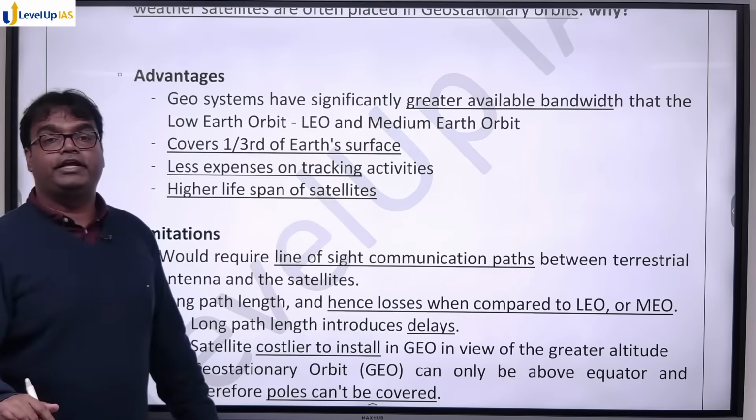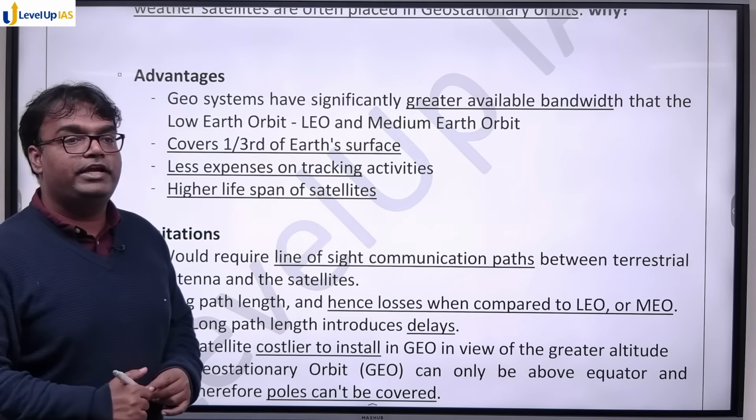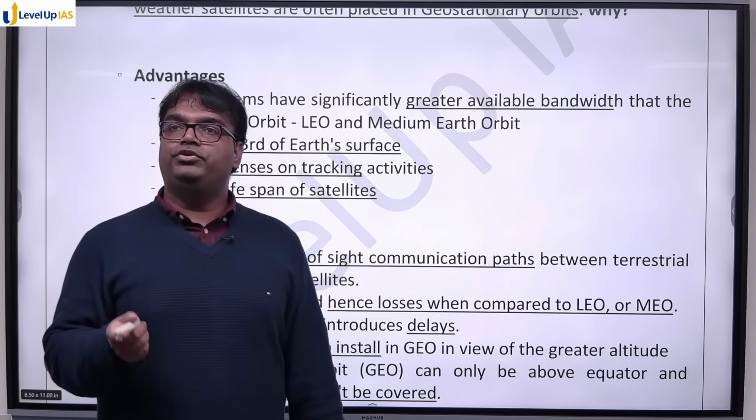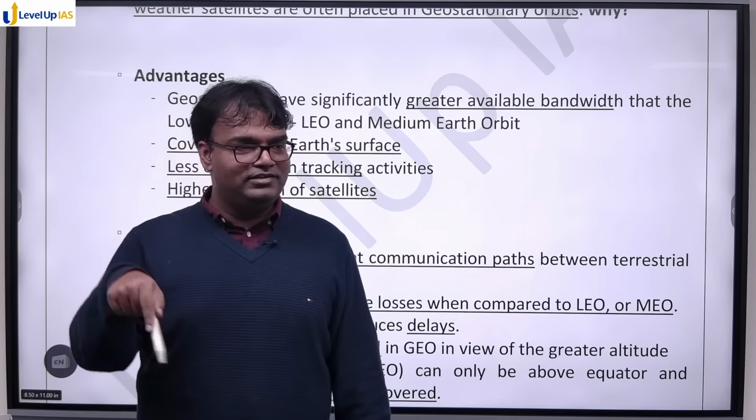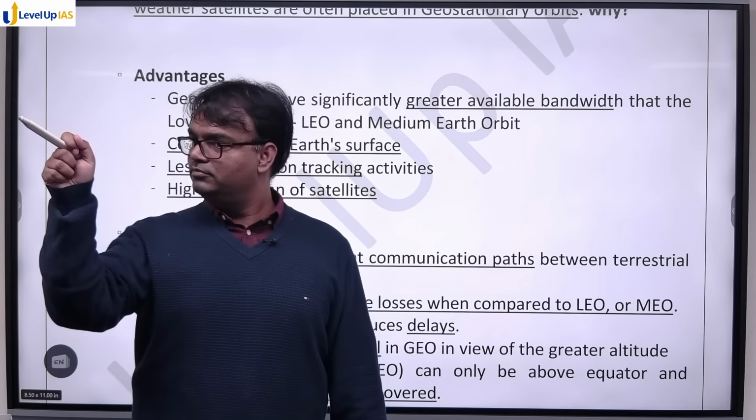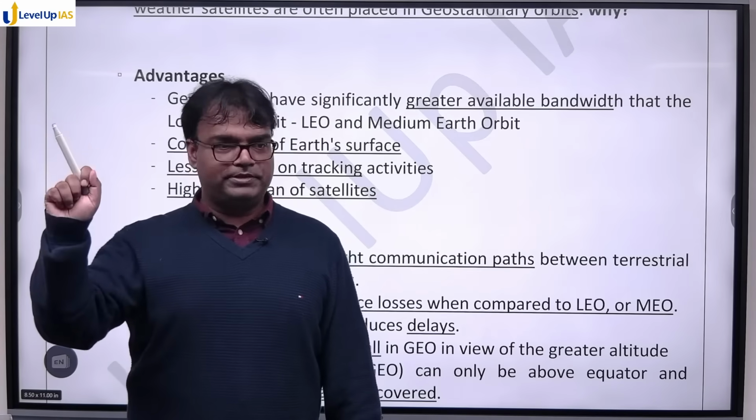Less expense on tracking activities. Why less expense on tracking activities? You know, अगर geosynchronous भी है तो this is the path. Geostationary है तो that's it. Less expense on tracking activities.